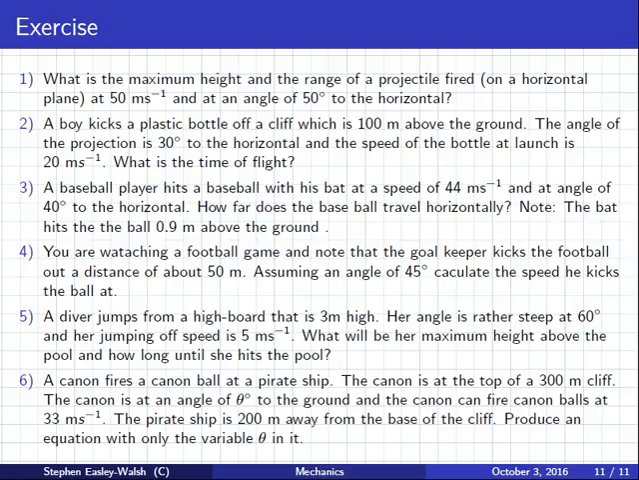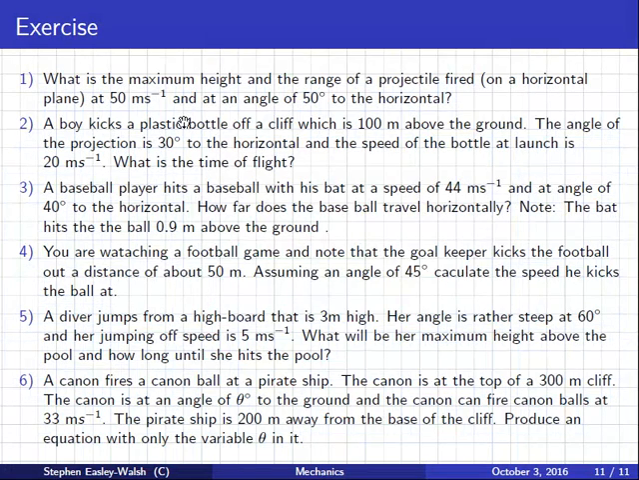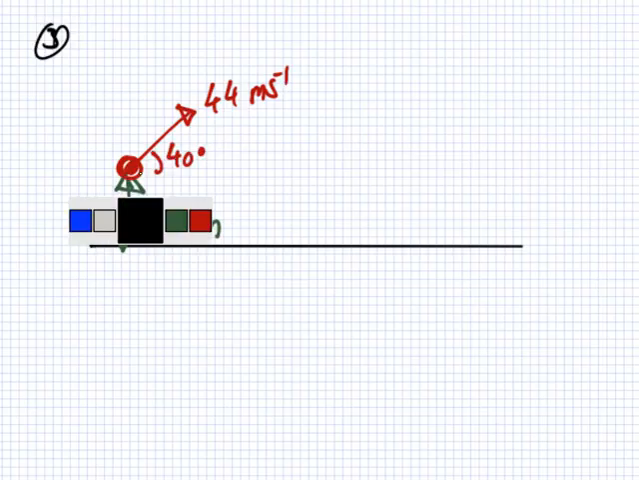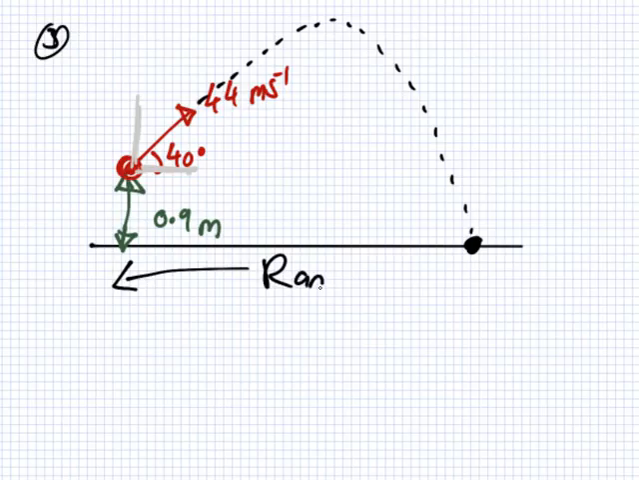So I'll draw that for you to help. It's launched at 44 meters per second and it's 0.9 above the ground. So this distance here is 0.9 meters, and it's launched at 44 meters per second. This angle here is 40 degrees. And of course it will travel up and come back down. And I want to know this distance here.